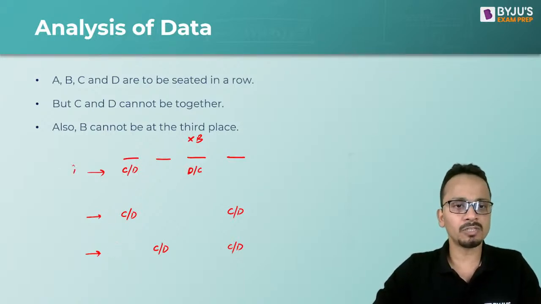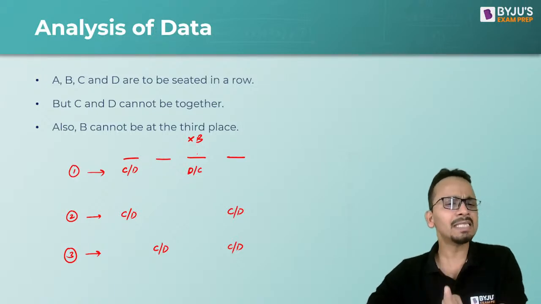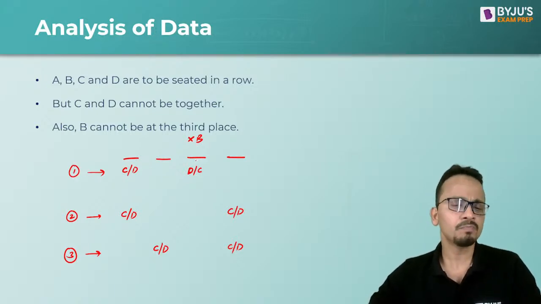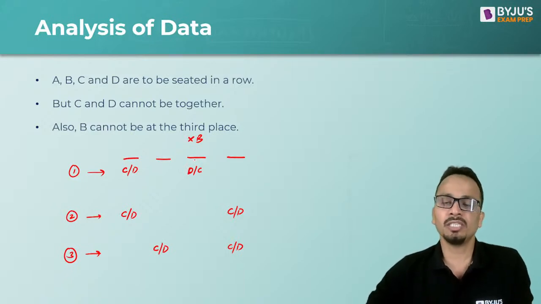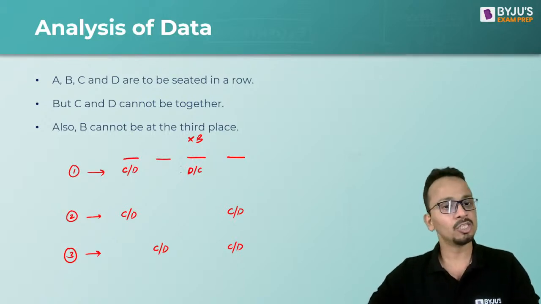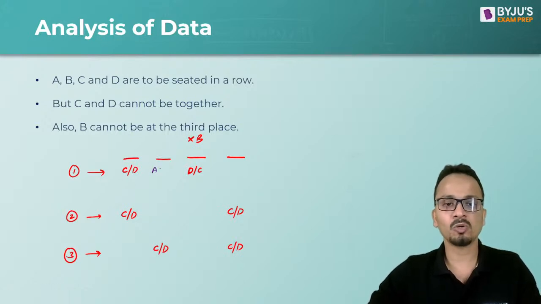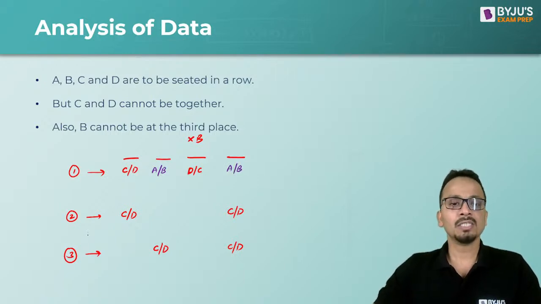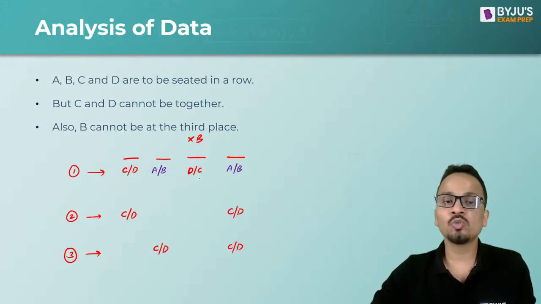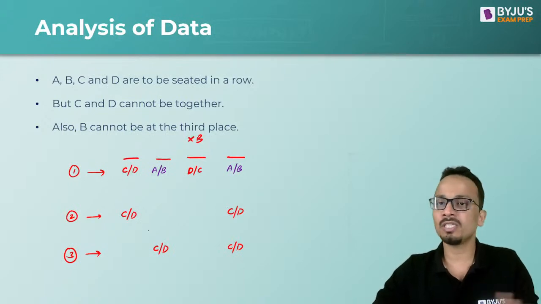This is case number 1, case number 2, and case number 3. For the first case, B cannot come at chair number 3, since either C or D has already come at chair number 3. So which places are left for A or B? A and B can come at chair number 2 and chair number 4, and A and B can interchange their places. So this is the first case, which will give rise to a lot of cases. We are just writing the possible places for these 4 people.